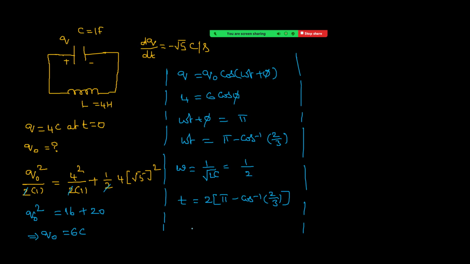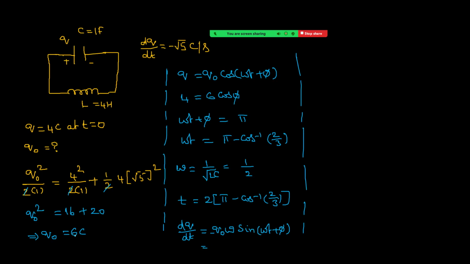Differentiate this one. I will get dq by dt, that is equal to q naught omega. It is a cos, derivative of cos is minus sine, so minus sine(omega t plus phi). This is now current. So here, if I'm taking the modulus of q naught omega, that is giving us the maximum value.